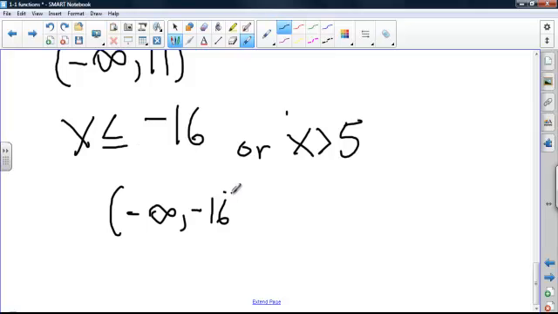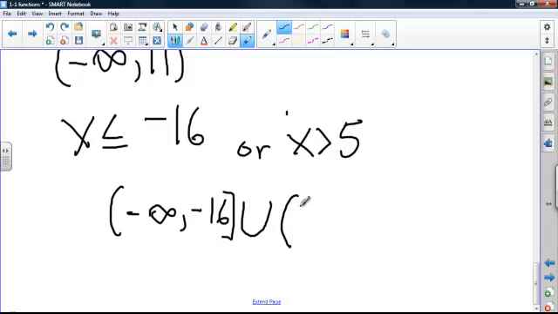Line underneath it, bracket. Now this or symbol, this right here, to simplify or, we put union. It's just a U. It looks like a U. And it is read as union. And then we start up again.